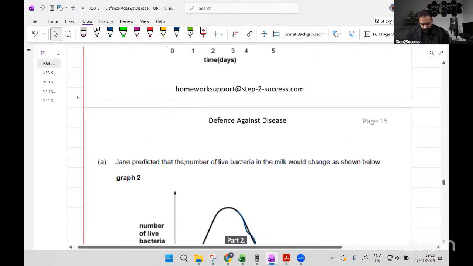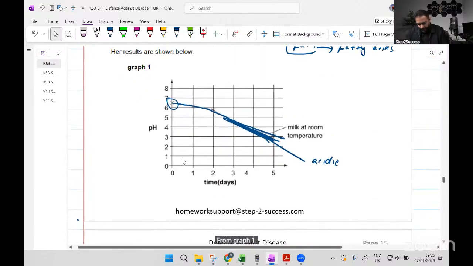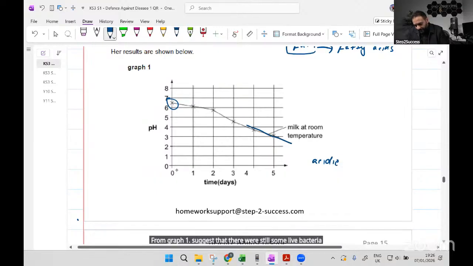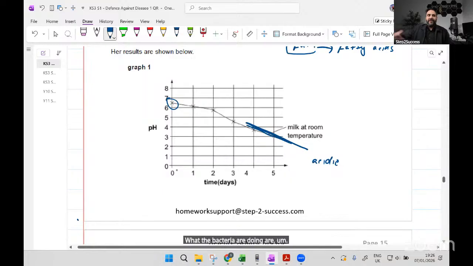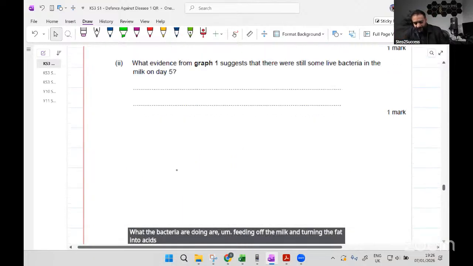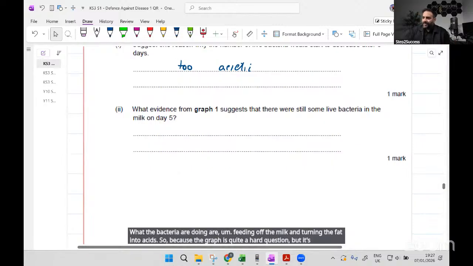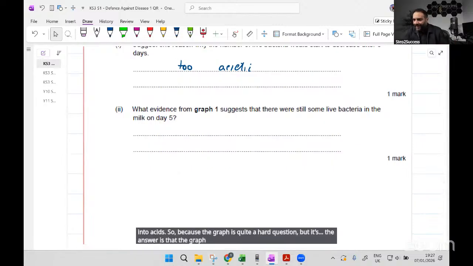From graph one suggests that there were still some live bacteria. Oh, it's because the graph is still going down. What the bacteria are doing is feeding off the milk and turning the fat into acids. So, the graph is quite a hard question, but the answer is that the graph was still going down.